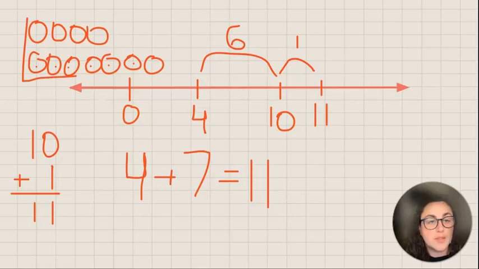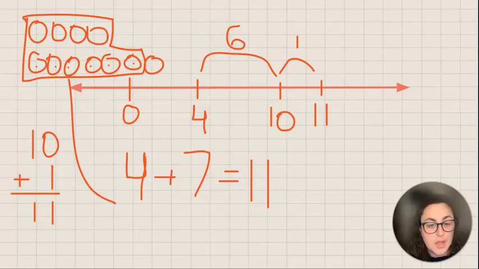So I'm going to put a box around these because this is 10 ones, which is the same thing as 1 ten. So I'm going to go down here now so I have more space. And I'm going to write it as 1 ten. And then that 1 extra one, a 10 and a 1, is 11.